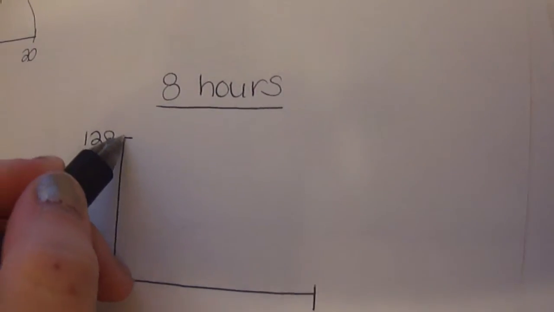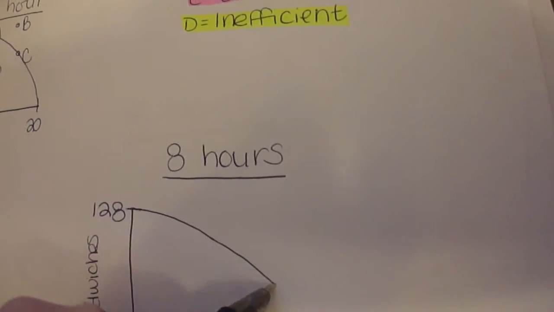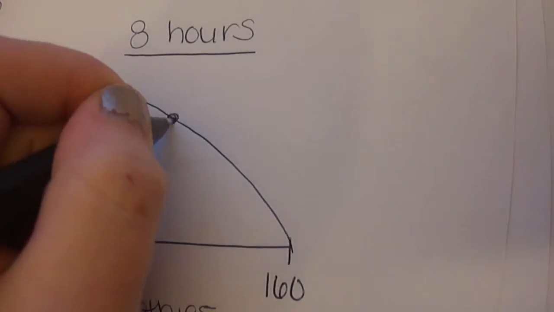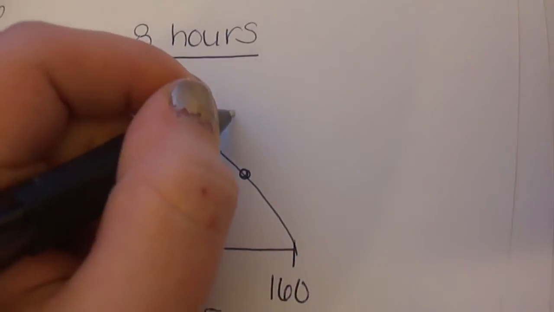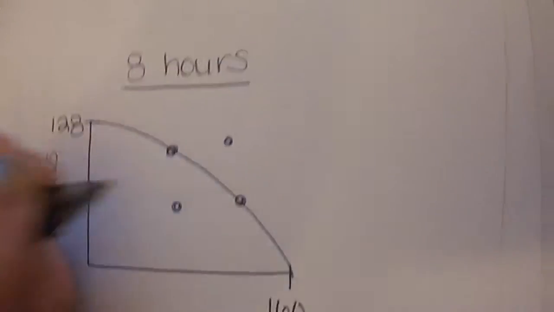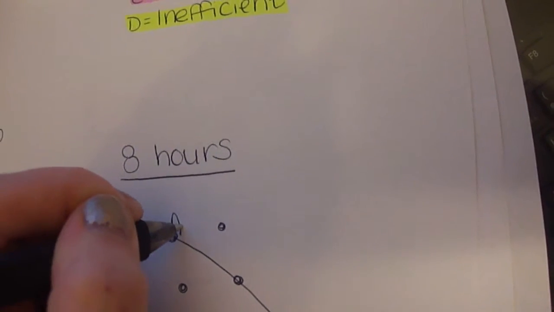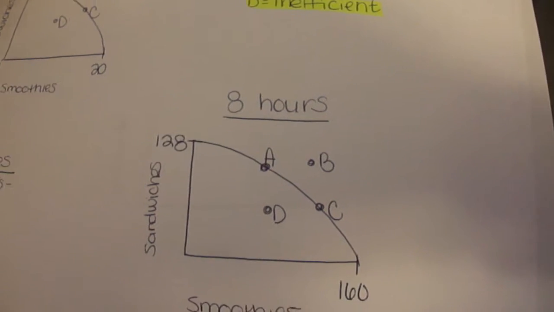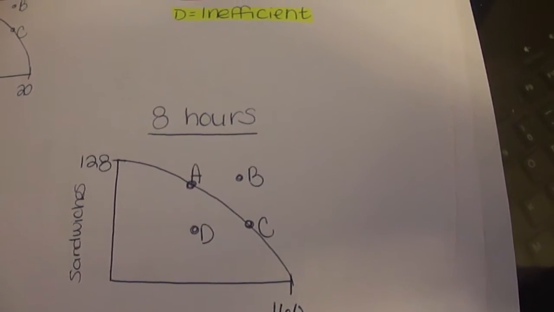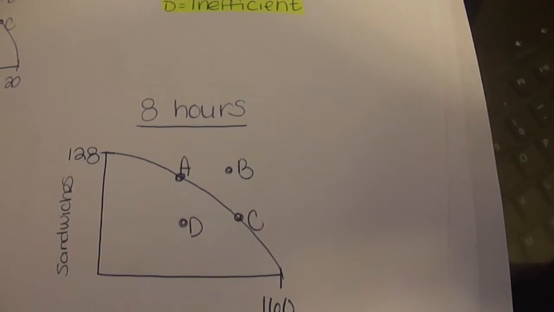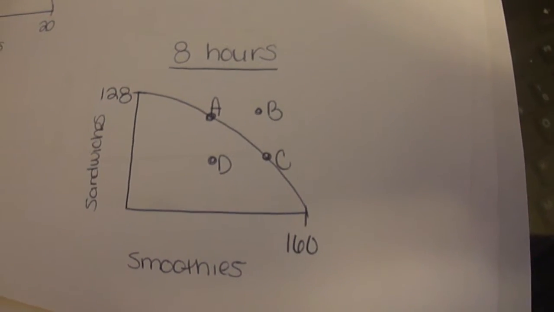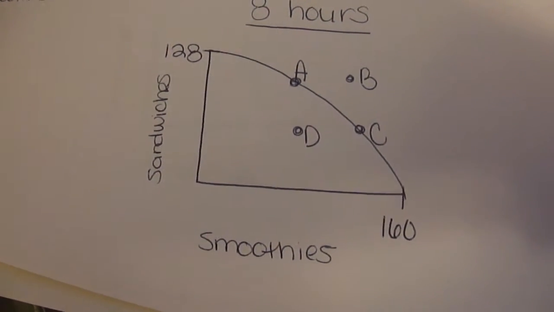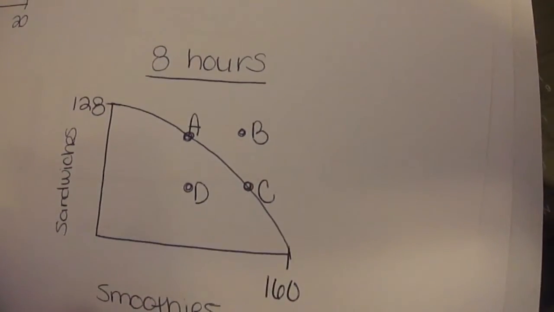So then when you draw your lines and the curve there, again, A is feasible, B is infeasible, C is efficient, and D is inefficient. So in an 8 hour period, I am able to make 128 sandwiches and 160 smoothies.